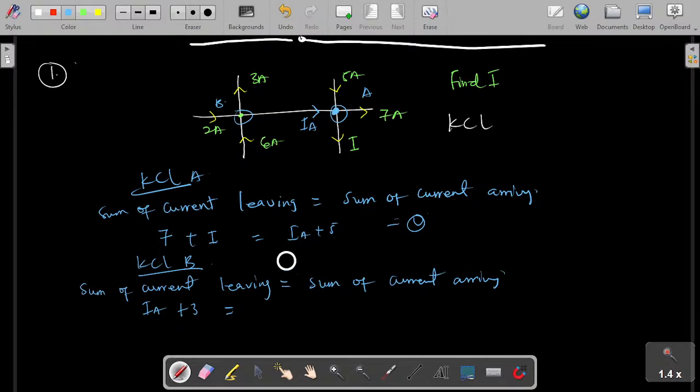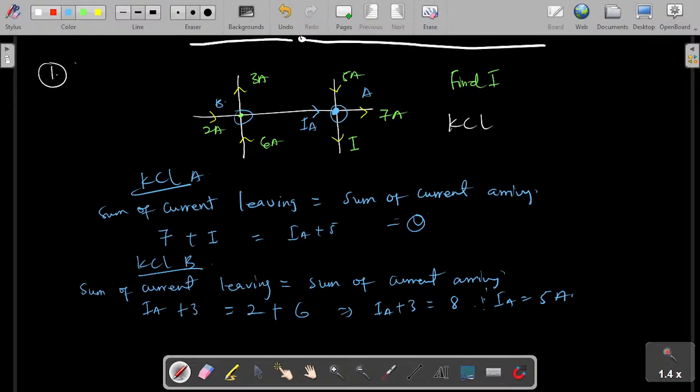So it should be equal to the sum of currents arriving. So the sum of currents arriving, we have 2 amps plus 6. So from this side, I can find the value of IA. I'll say that IA plus 3 is equal to 8, right? Therefore, IA is equal to 5 amps.